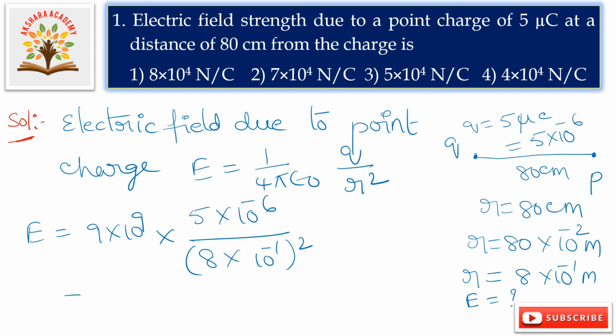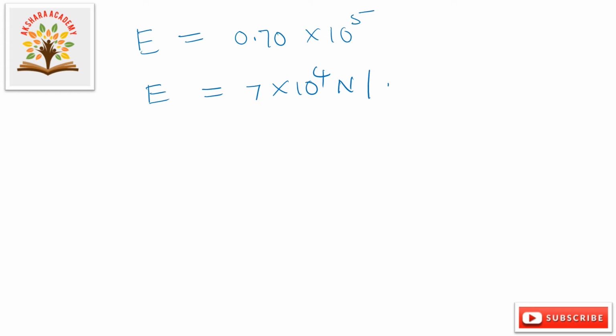So that is equals to 9 5s are 45 by 8 8s are 64, into 10 to the power of 9 or 10 to the power of minus 6, 10 cube by 10 to the power of minus 1 whole square, 10 to the power of minus 2. So E is equals to 45 by 64, 0.70 into 10 to the power of 5. So electric field due to a point charge E is equals to, this can be written as 7 into 10 to the power of 4 Newton per Coulomb.